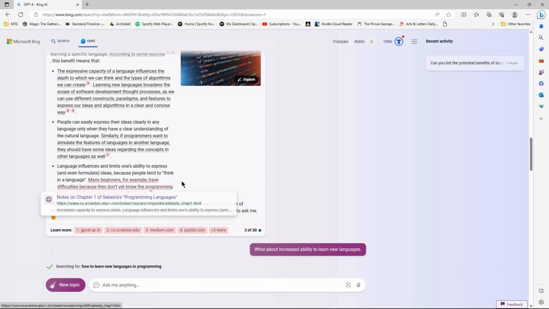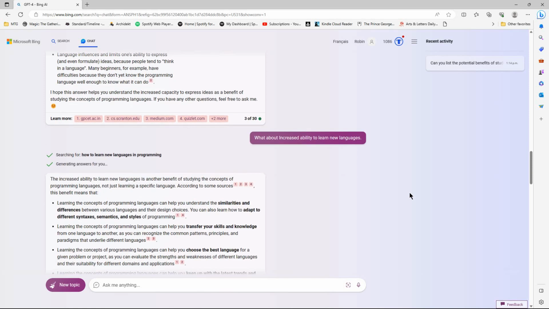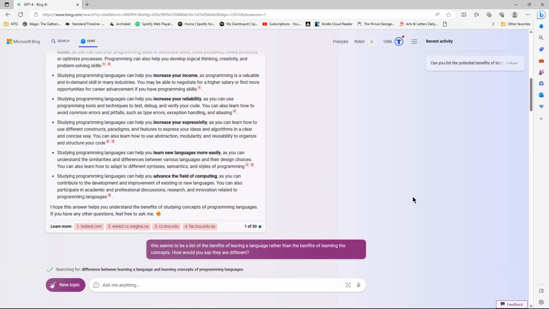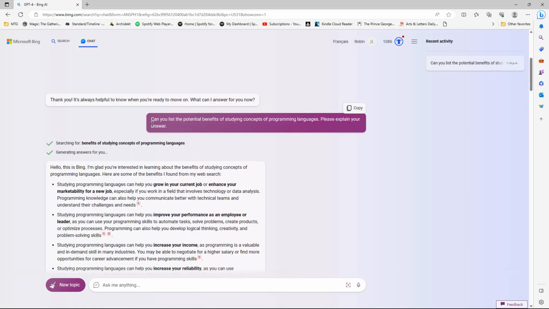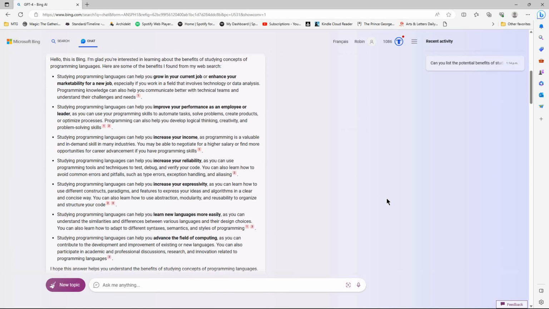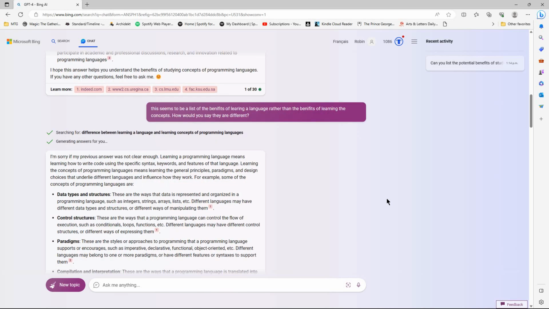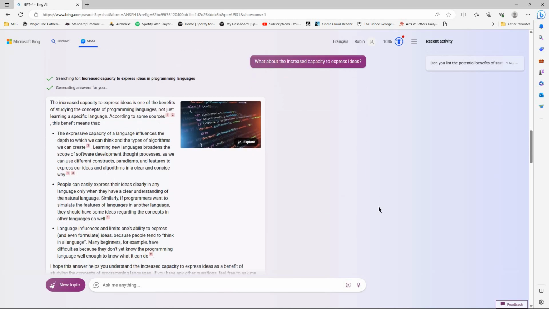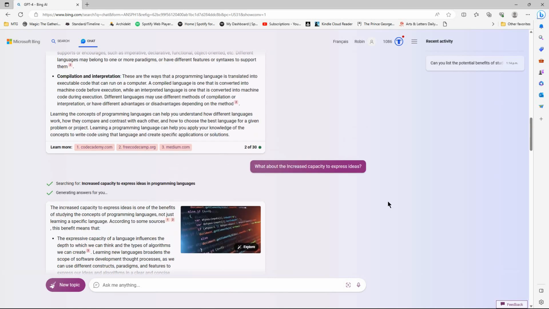And many beginners, for example, have difficulties because they don't yet know the programming language well enough to know what it can do. Language influences limits one's ability to express, even formulate ideas. Excellent. Okay. So it's expanding on these concepts here. Now the problem is, let me just try this. I'm going to see if it lets me do this. Sometimes it won't let you ask the question, but it's almost like, in light of everything above, how would you answer the question now? And let's see if that improves it. I may have thrown a bit of a curveball by what I ask it later on, but we'll see.